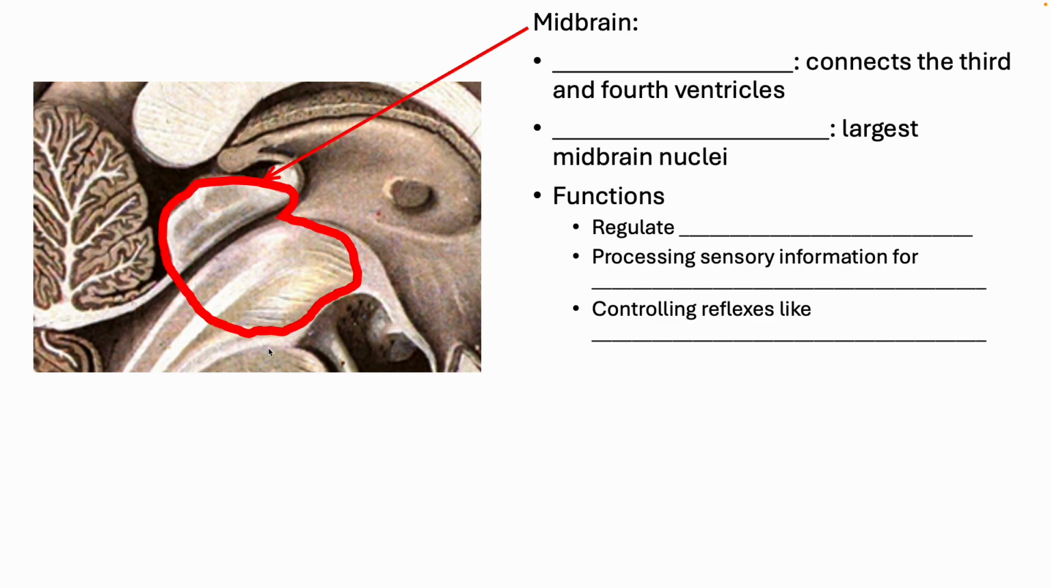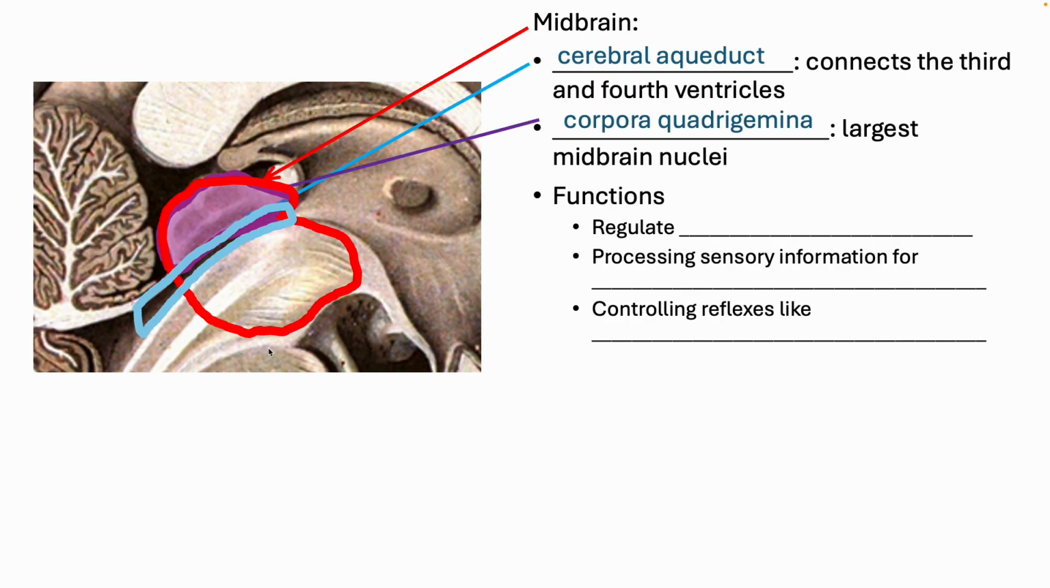So the midbrain is this structure here. It is going to contain the cerebral aqueduct, which connects the third and fourth ventricles. The corpora quadrigemina is the largest midbrain nuclei that you find on the top of the midbrain, on the superior portion of it. The functions of the midbrain include regulation of motor control, processing sensory information for vision and hearing, and controlling certain reflexes like the eye movement and pupil dilation reflex.